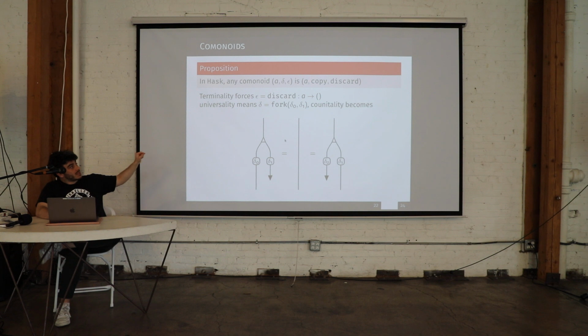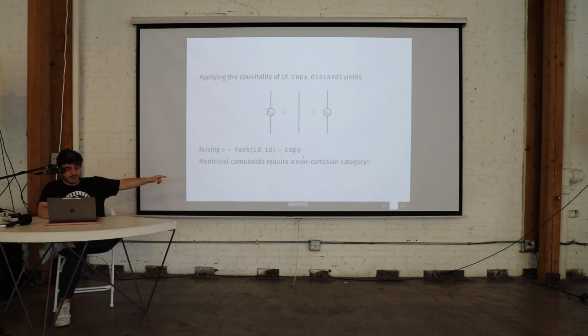But universality means that delta has to equal the fork of two component maps. So we have something that looks like this. We have the fork of delta 0 and delta 1, and that has to equal, by co-unitality, the identity. And that has to equal the fork of delta 0, delta 1, discarding the other one. Well, applying the discard map, this reduces to the fact that delta 0 equals identity equals delta 1. So delta has to equal the fork of identity and identity, which literally is the copy map.